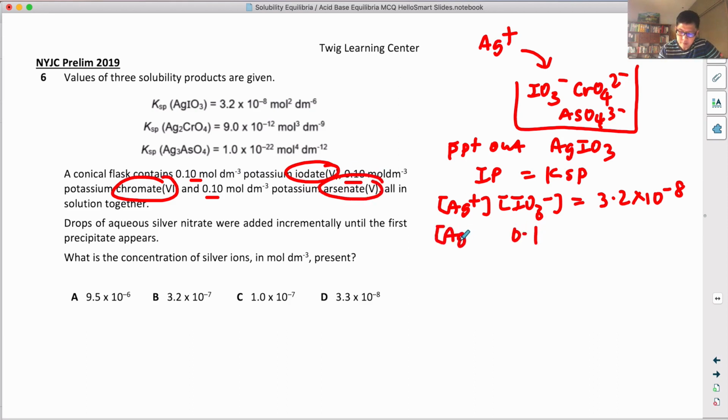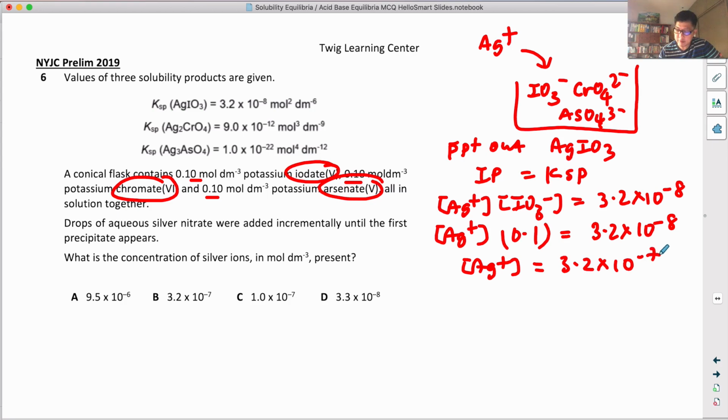So this is actually 0.1. Okay? So which means you can actually calculate the concentration of Ag plus for this one. Okay, so it's going to be 3.2 times 10 to the power minus 7 moles per dm cube, of course. Okay, let's try the next one.